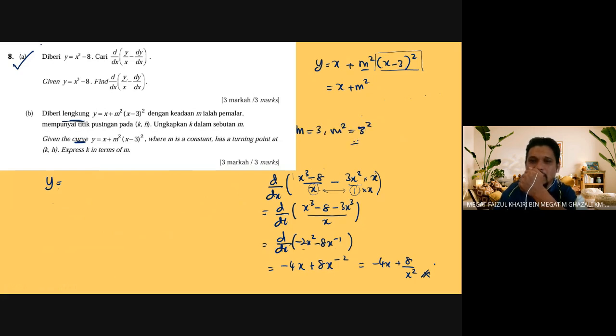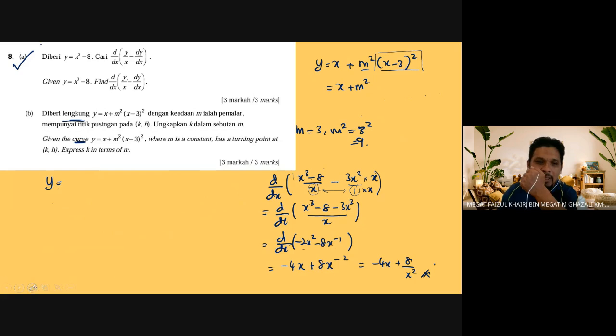Okay, so now we have y equal to the curve. Curve, when we have x squared. y equals (x plus m) squared, (x minus 3) squared, where m is a constant. Just like if m equals 3, then m squared equals 3 squared, which is equal to 9.